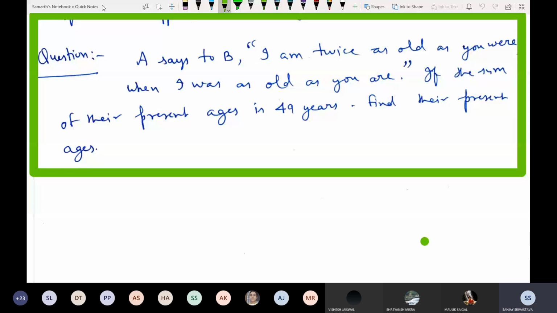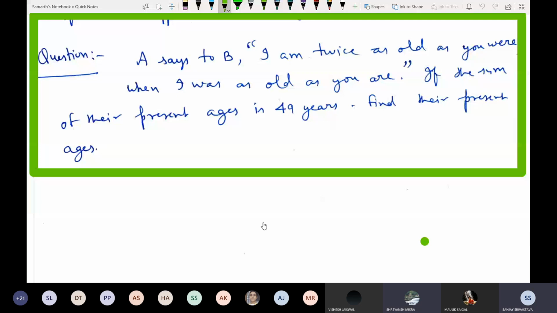Yes, boys, still you are trying? Yes, sir. Still trying. Excuse me, sir. Sir, I've made my first equation. Can you check?